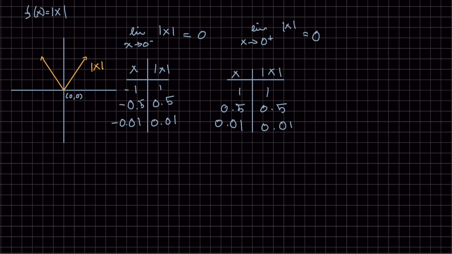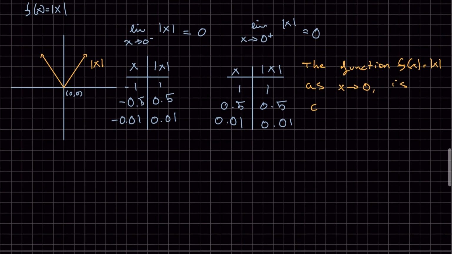This means, again, like I just said, that the function f(x) equals the absolute value of x as x approaches 0 is continuous, because the limits agree.